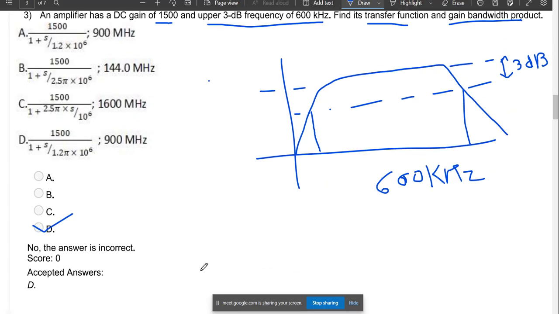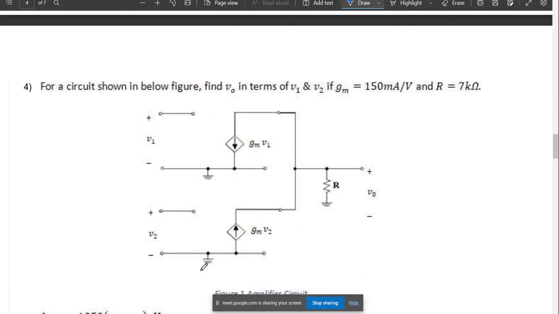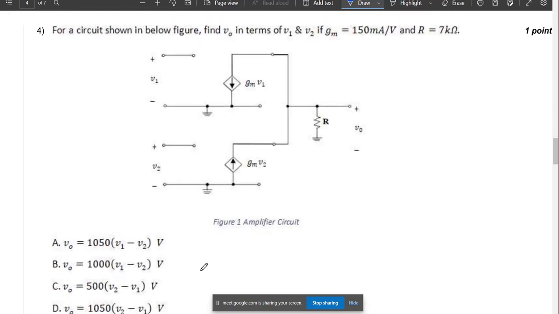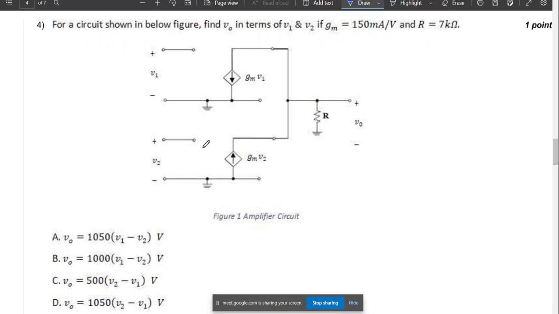So let's go ahead and solve question number 4. For the circuit shown in the figure below, find V0 in terms of V1 and V2 if GM is 150 milliamperes per volt and R is equal to 7 kilo ohms. We have to find V0 in terms of V1 and V2.